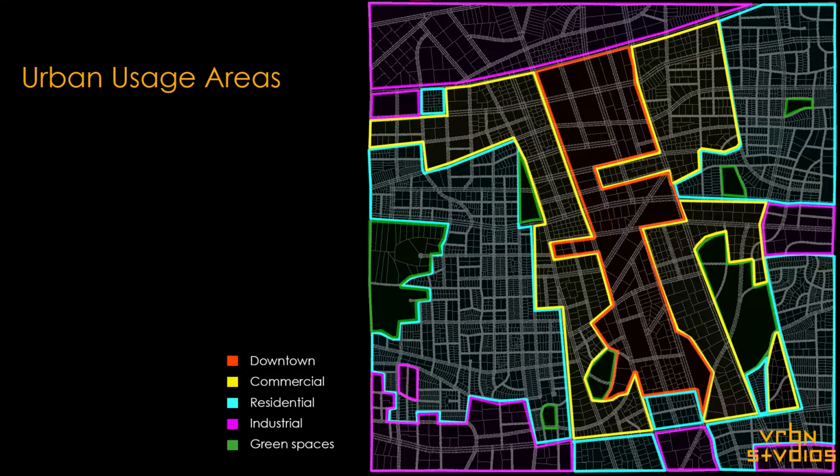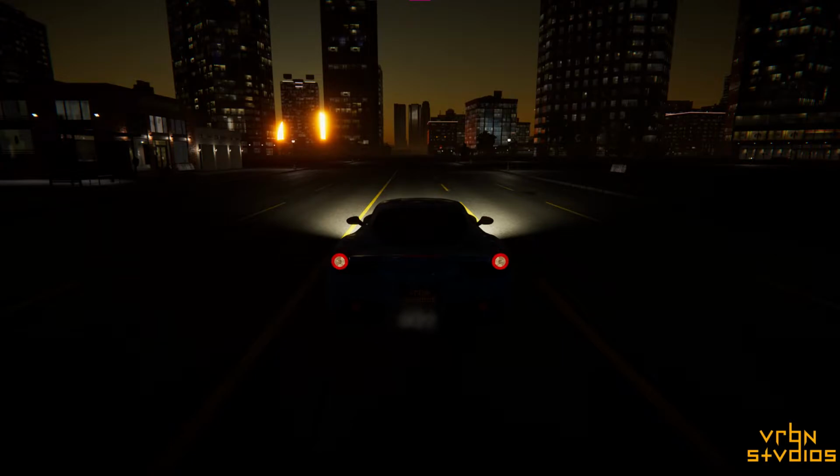To better explain what we understand by urban usage areas and how we structured these, we have added here the urban layout that you can experience in the demo. Each color shows a different usage area: downtown, commercial, residential, and industrial. Green spaces are also presented here, as they also helped us subdivide the city layout. I will now go through some screenshots from the demo in order to show you how these usage zones look like.